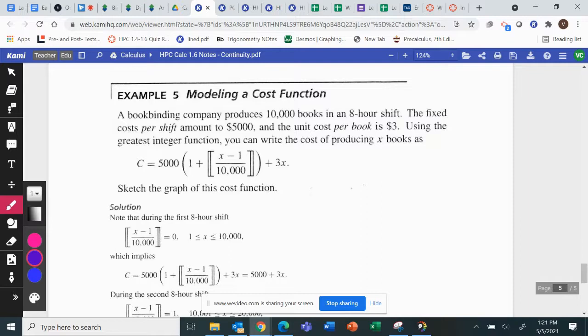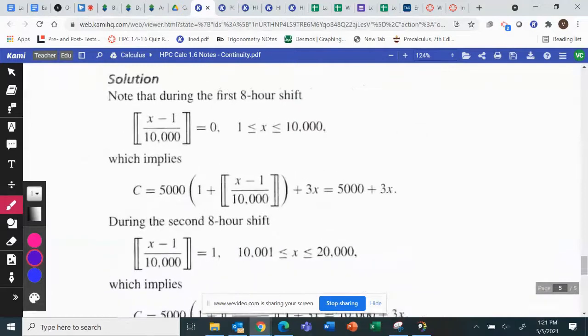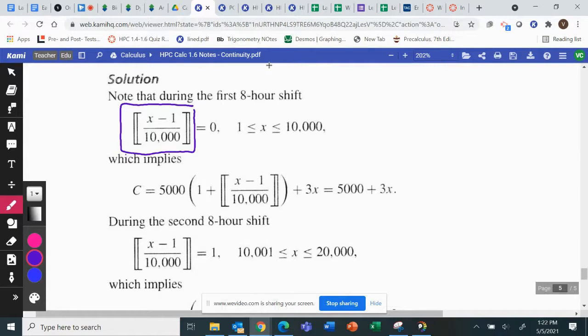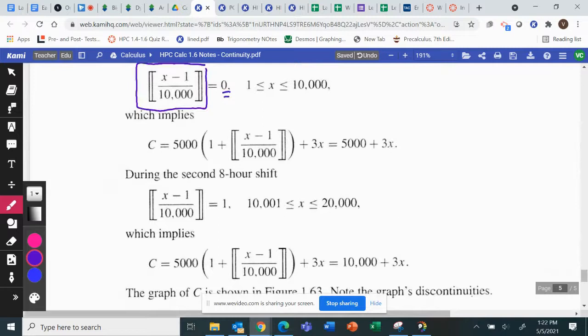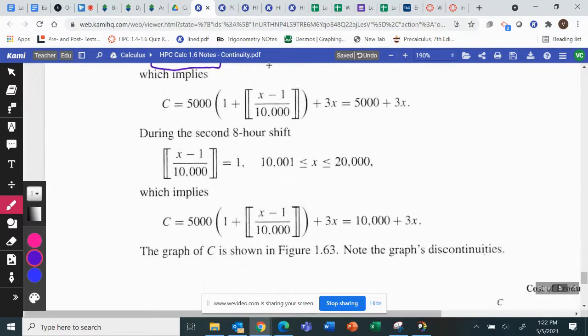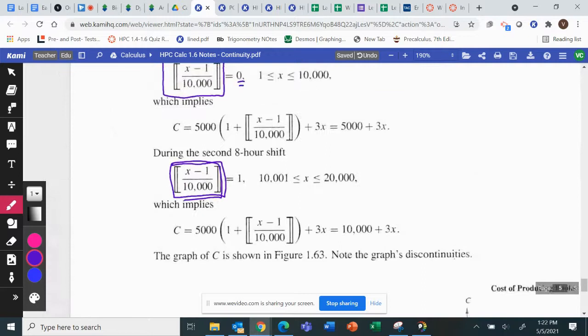So if they made 10,001 books, they can't do that in an 8-hour shift. They would have to have 2 8-hour shifts. So right here, this is what they're talking about. During the first 8-hour shift, we would use the greatest integer function where any number that I plug in here is going to equal 0. And then during the second shift, any number that I plug in here is going to equal 1.